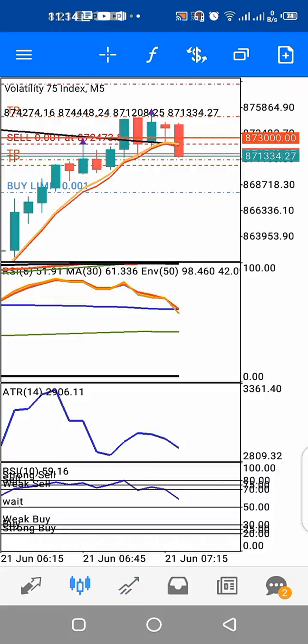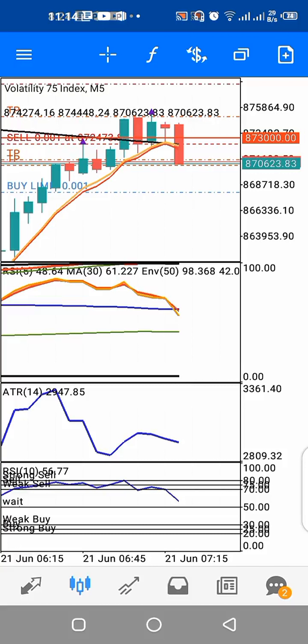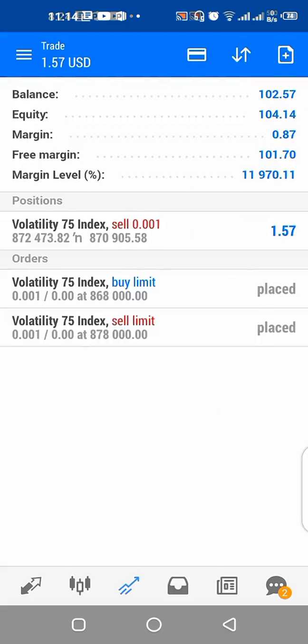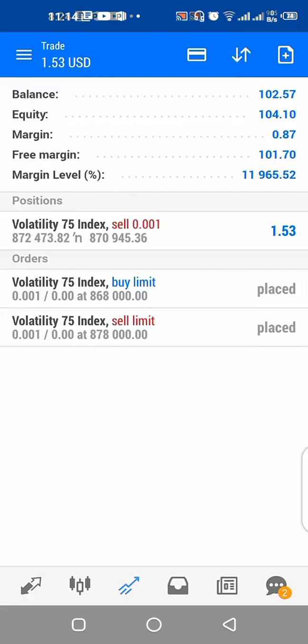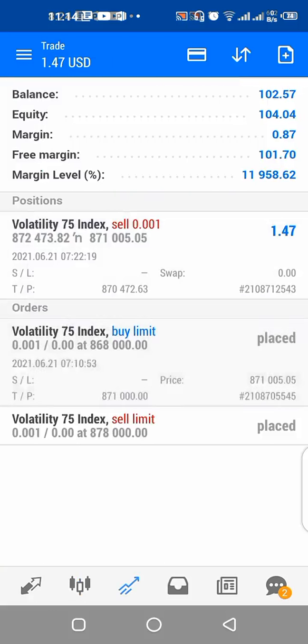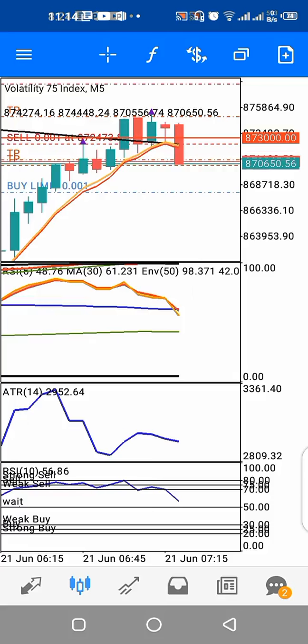Okay, still in profit. Trying to go for 2,000 points. Can see the bearish force. Sellers have stepped in, but will this last? Only time can tell. I already have 1,570 points, which is $1.57. But anything can happen. If price starts to retrace, I will close and bank some profits.